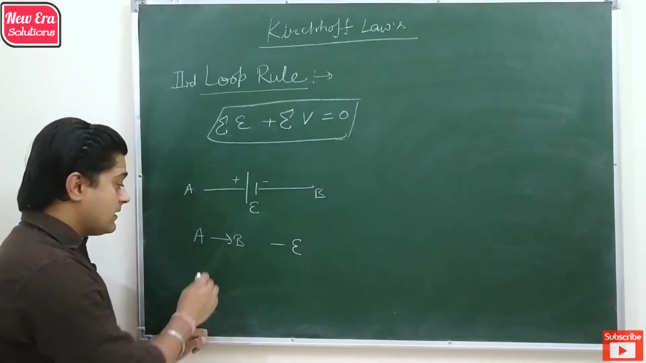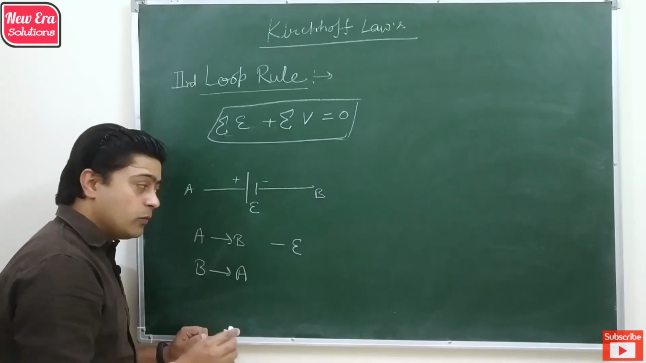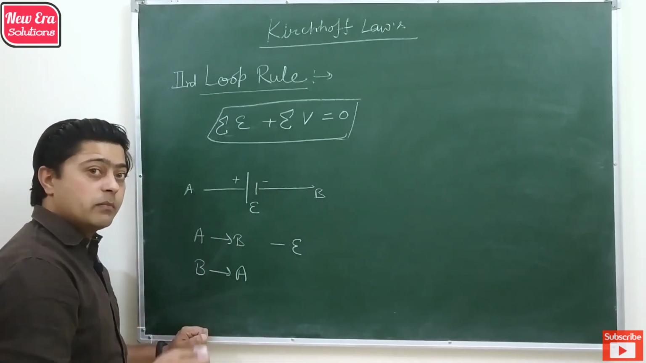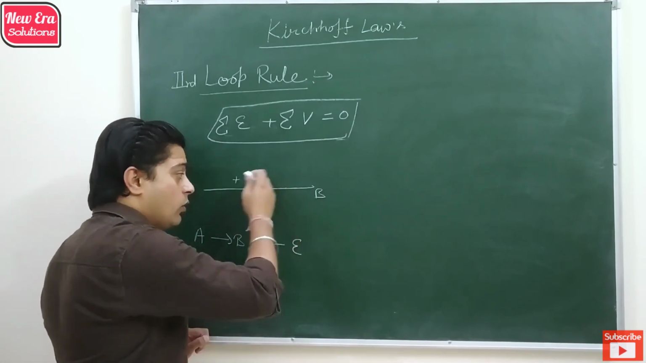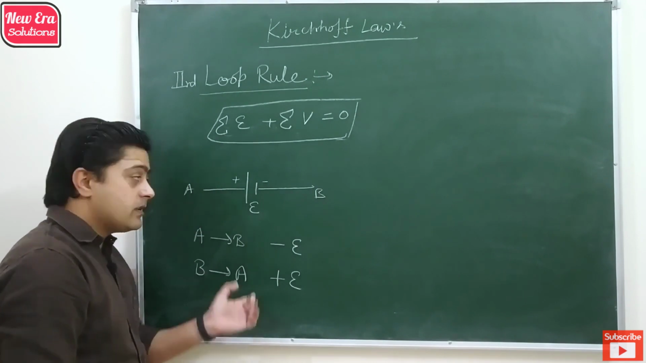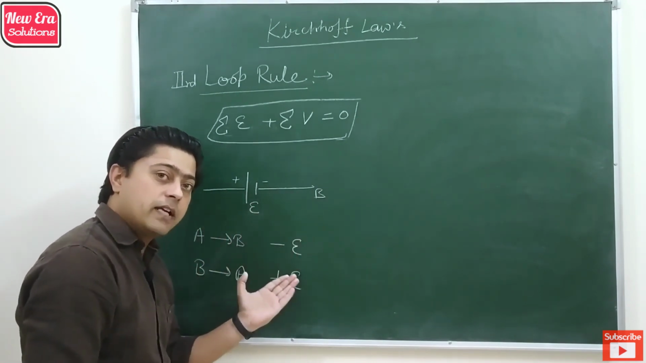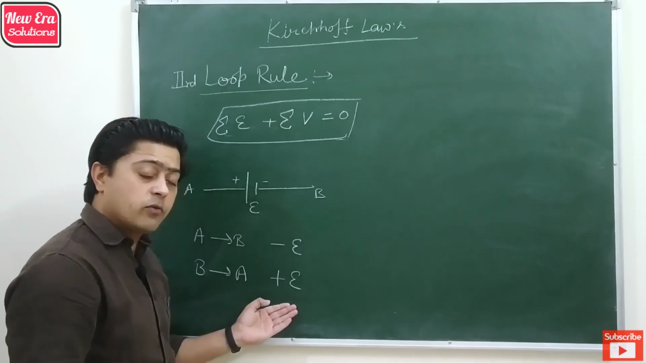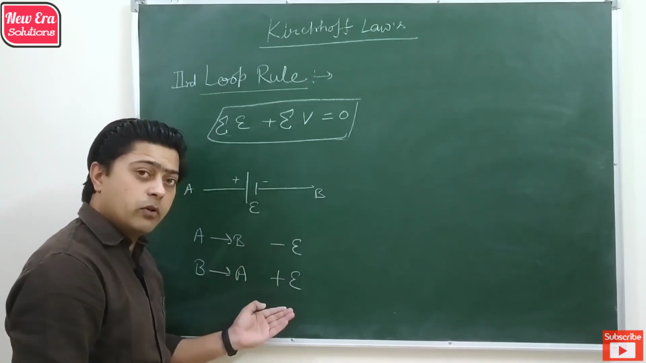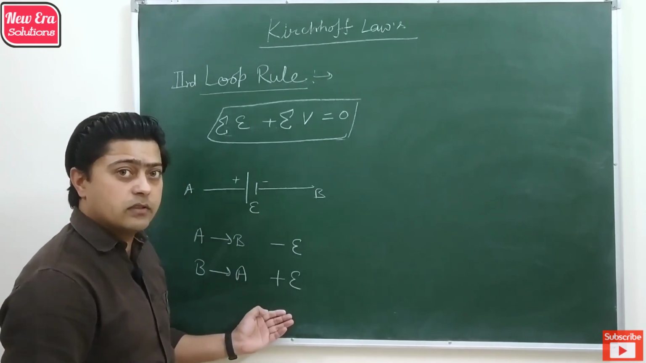In the next case, if we are moving from B to A in the loop, that means we are moving from the negative terminal to the positive terminal, from low to high potential, which gives a positive EMF. You can remember: if you are coming out from the negative terminal, you have a negative potential, and if you are emerging from the positive terminal, you have a positive EMF. The reason, as we already discussed, is that you are moving from high to low or low to high potential.